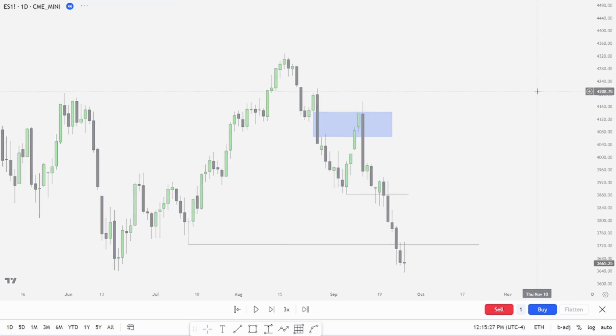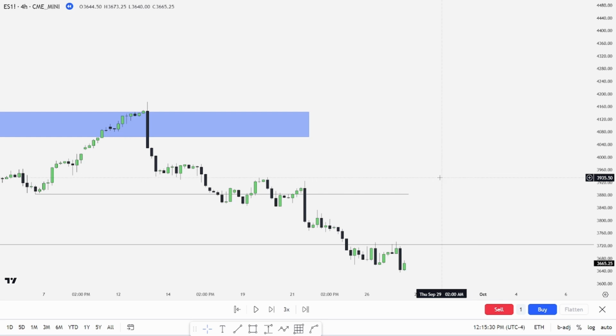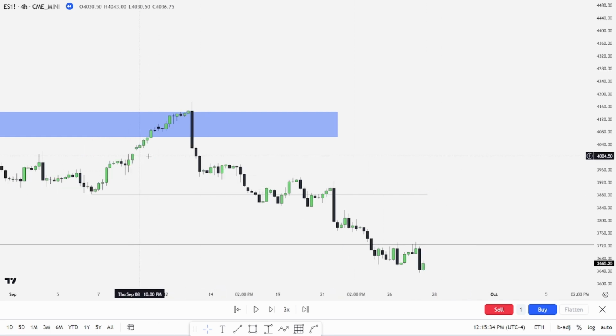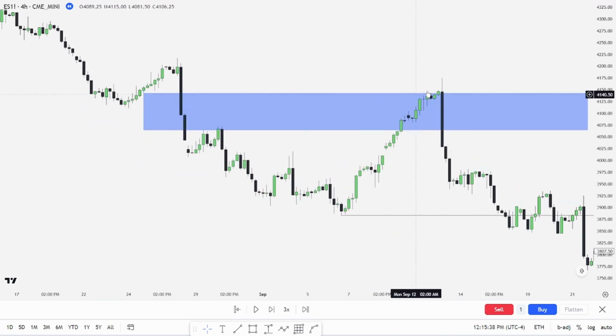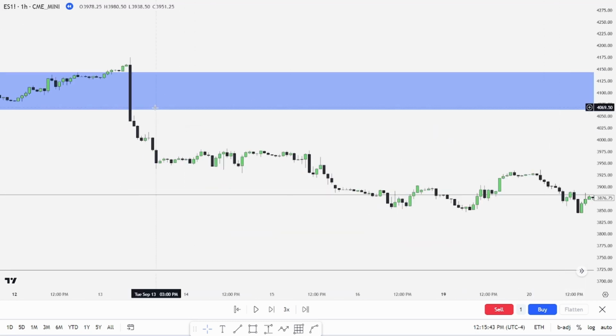And then you can use the 4-hour and the 1-hour to precisely pinpoint where price is likely to reverse or to draw to. So if you use that 1-hour chart, you can see that we just tapped perfectly into that higher SIBI on the 1-hour before displacing away.